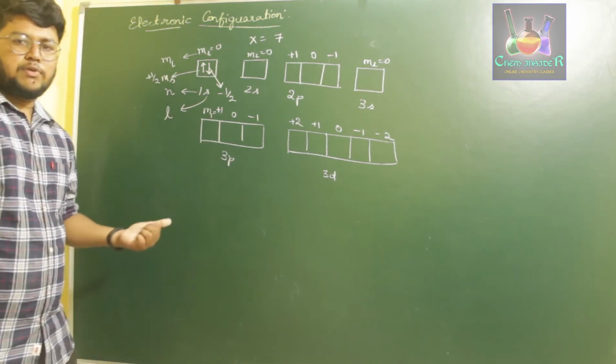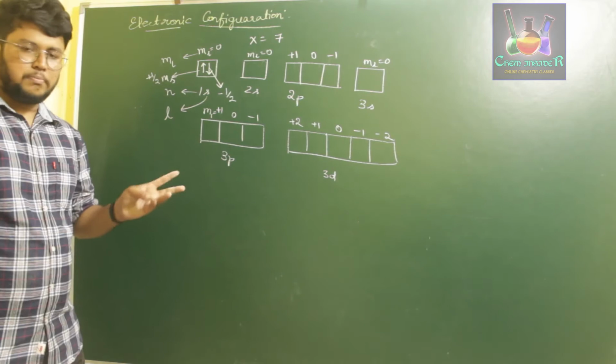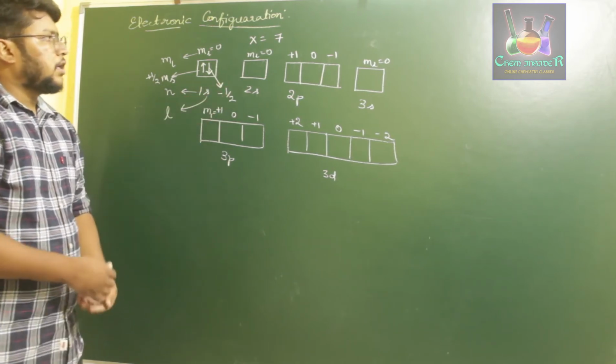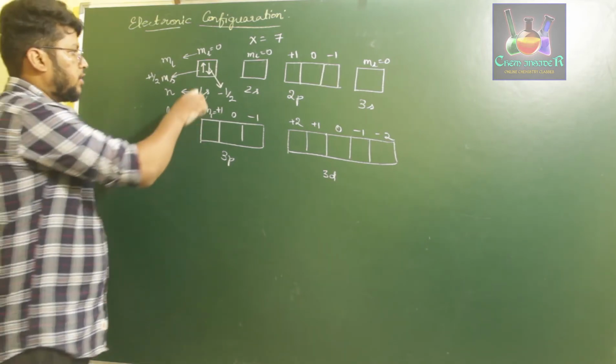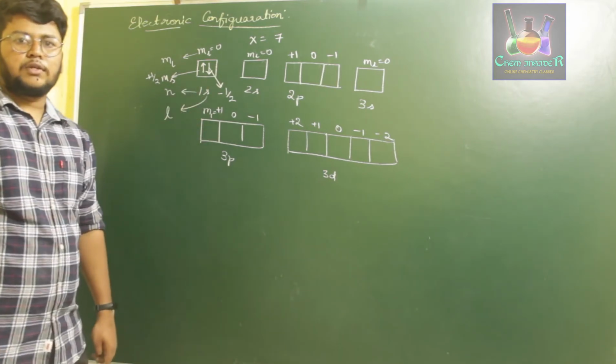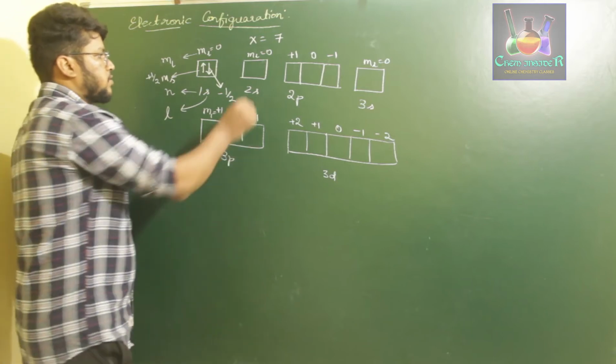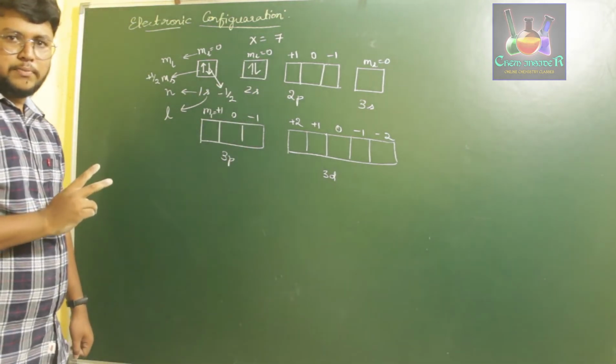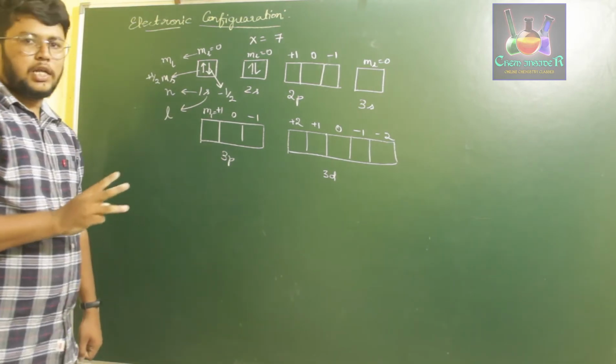In the previous case, we are using just 3 quantum numbers: principal, azimuthal, and magnetic. Next, for x equal to 7, we have filled 2 electrons. That means we are left with 5 more electrons, right? So we'll write 2 electrons for 2s because it can carry 2 electrons again. Now we're left with 3 electrons.